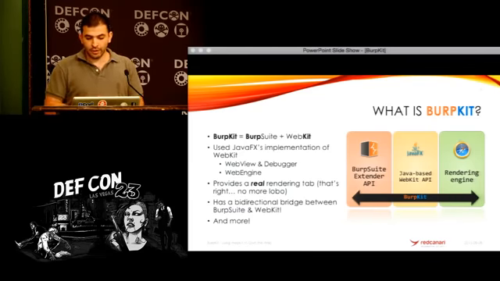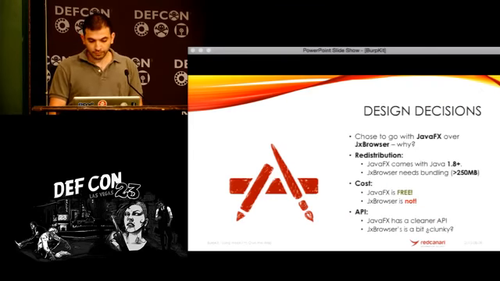And what I was able to do with this is provide a real rendering tab. That's right. There's no more Lobo. So what you're going to see in a few minutes is a demo of a real render tab where you see Google fully rendered, not broken up in a Lobo tab. It also has a bidirectional bridge between Burp Suite and WebKit. I'll go into that in a few minutes.